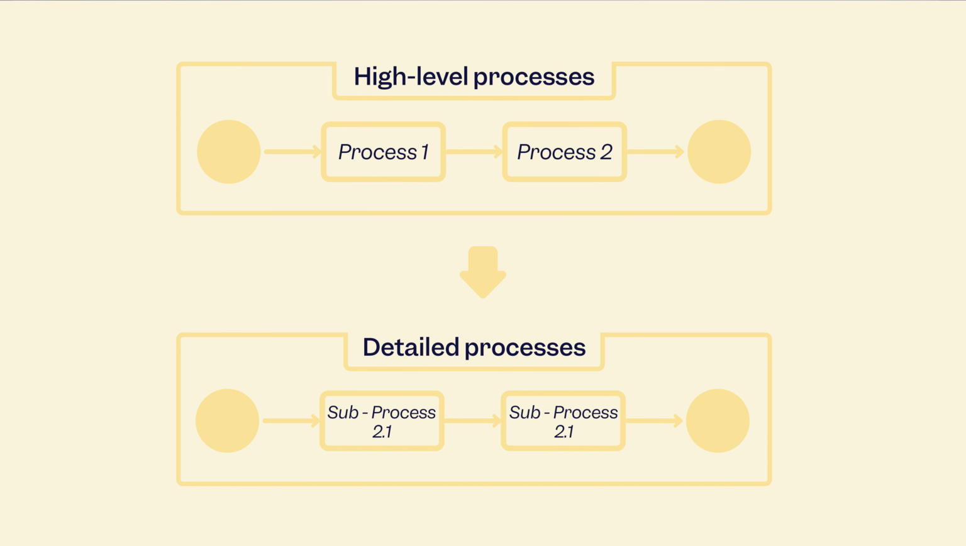Each box of the high-level diagram can become another set of sub-processes or activities. But it is better not to overcomplicate this with additional process levels. 2 levels of detail are enough.